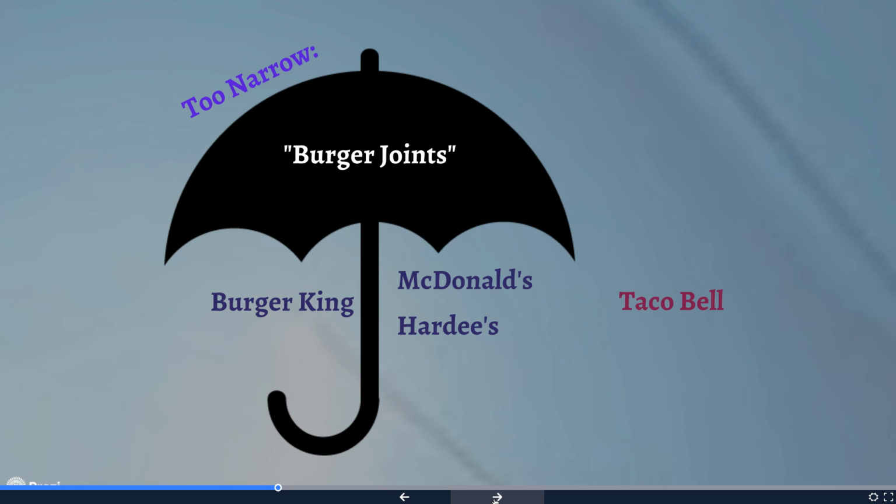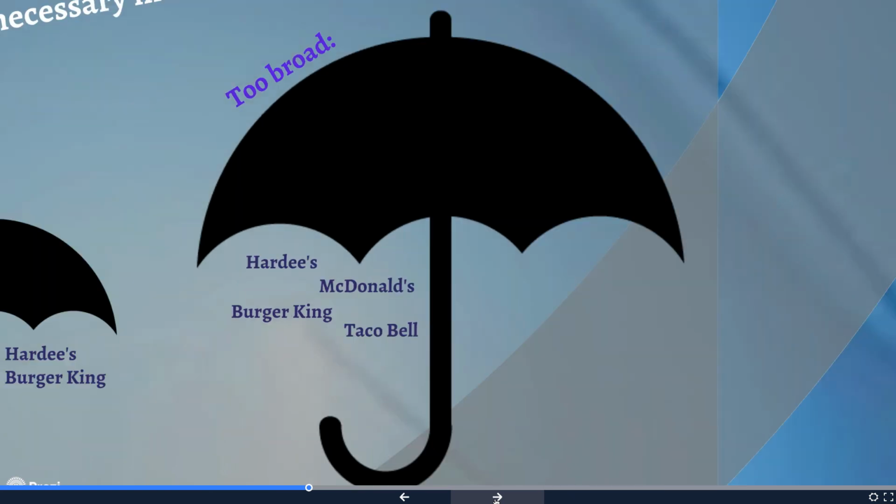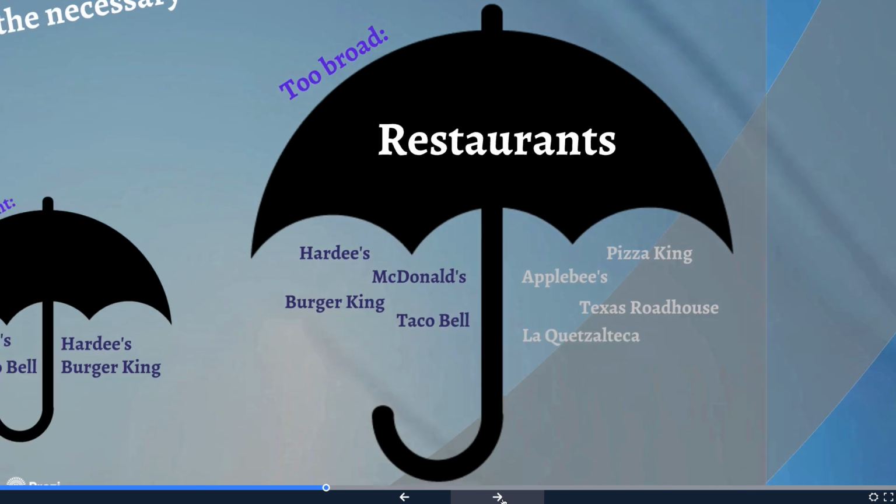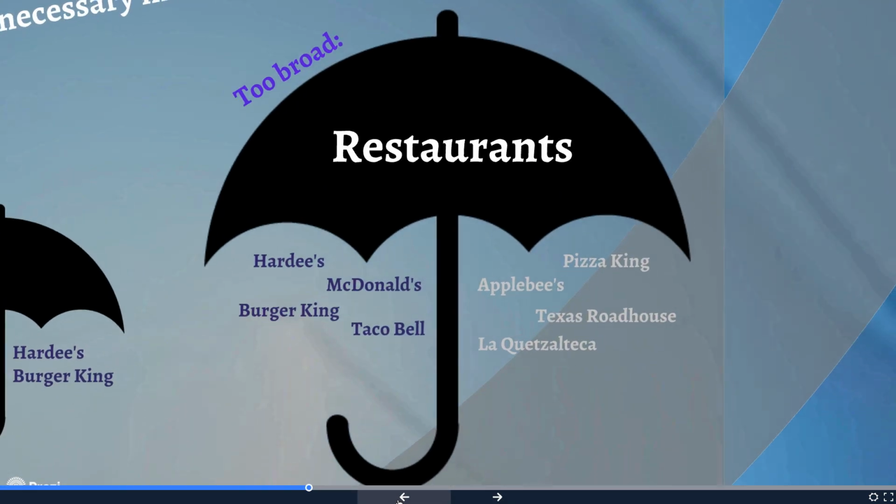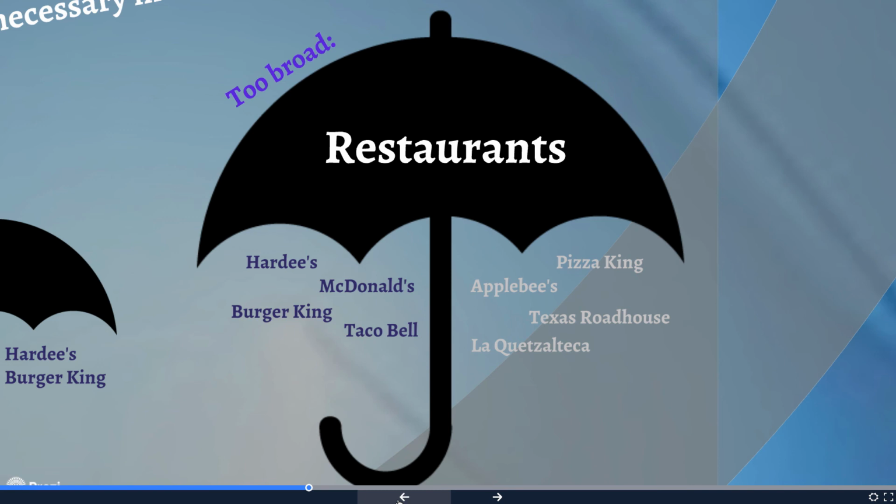So let's look at an example of a topic that would be too broad. Again, we'll use our burger joints here, but let's call the topic restaurants. Well, there are many types of restaurants. We also have Pizza King, Applebee's, Texas Roadhouse. All of those are restaurants as well. So restaurants is way too broad. It doesn't adequately describe just Hardee's, McDonald's, Burger King, and Taco Bell.